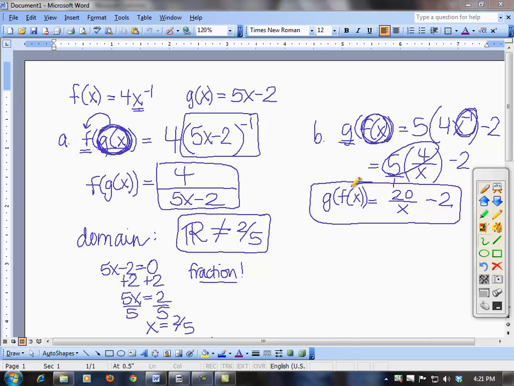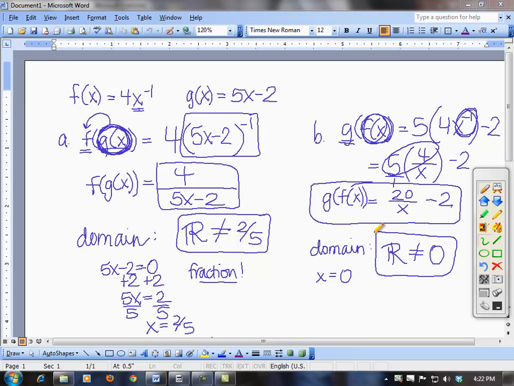Now, when we talk about domain, we said anytime there's a fraction, you set your denominator equal to 0. Well, my denominator in this case is only x. So my place that I can't have is when x equals 0. So my domain is all reals except 0. Because at 0, if I put a 0 in my denominator, I get an undefined fraction. So there's my domain.